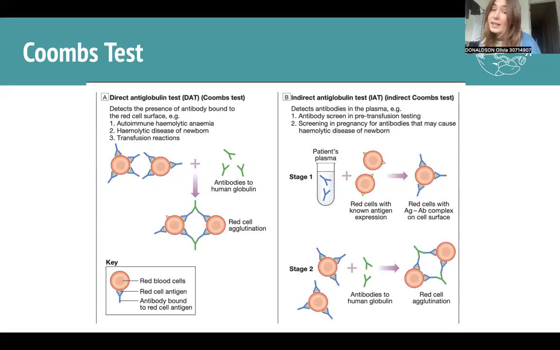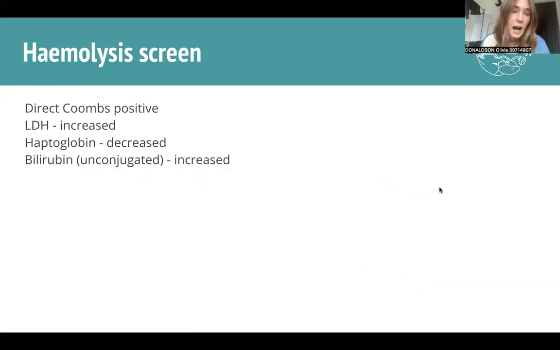Whereas your indirect Coombs test is looking for antibodies in the plasma. And as such, it's usually done in pre-transfusion testing, so when you're working out what blood type someone is. And then I've finally just put in a section here about a hemolysis screen. Again, it might just be helpful for answering some MCQs.